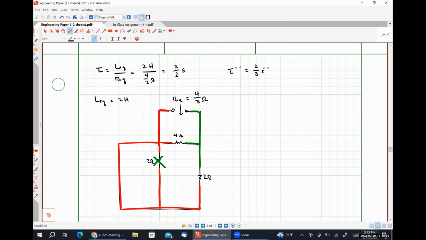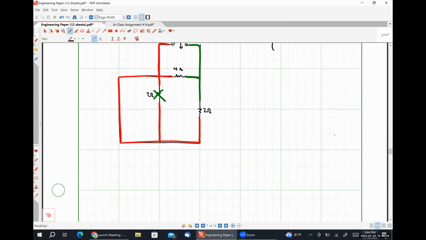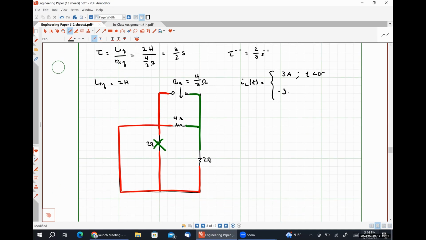And now we're at the last part where we're just plugging stuff into our generic equation. So IL of T will be 3 amps for T less than 0 minus. 3 minus 6 is -3. E to the negative 2/3 T plus 6 amps for T greater than or equal to 0 plus.